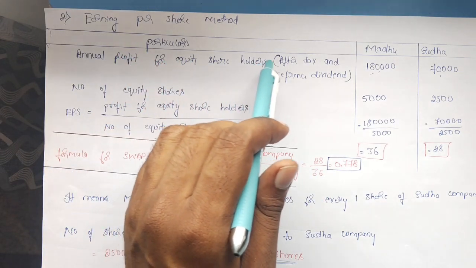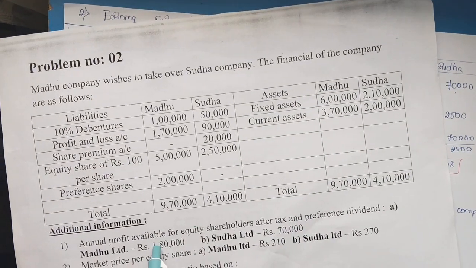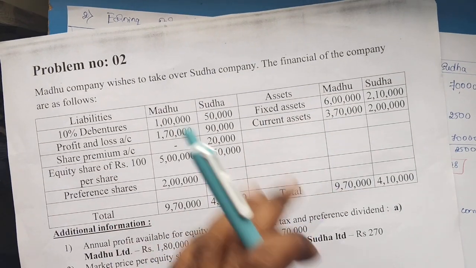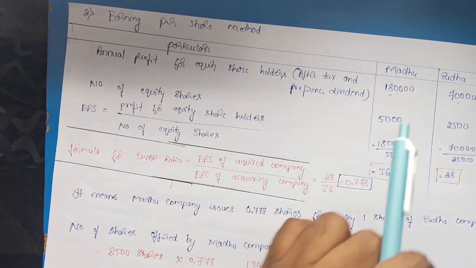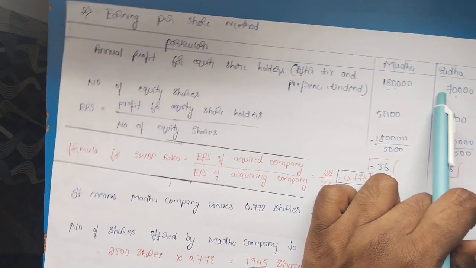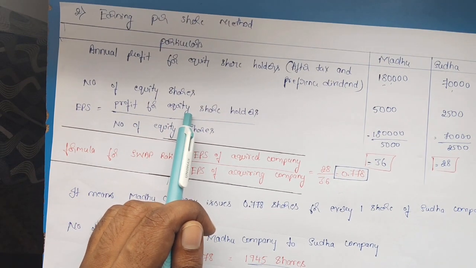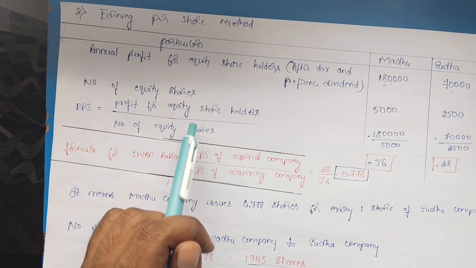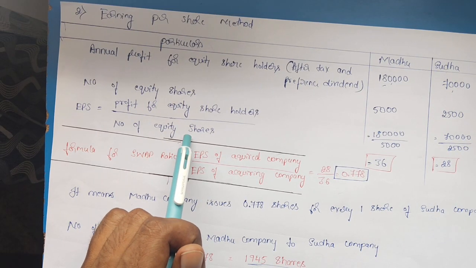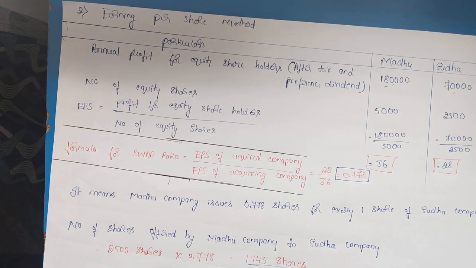The annual profit for equity shareholders after tax is 1,80,000 for Madhu and 70,000 for Sudha. So here we got the profit after tax, and next is the number of equity shares. We need to ascertain the number of equity shares. In the previous problem we already know how many shares they are holding.